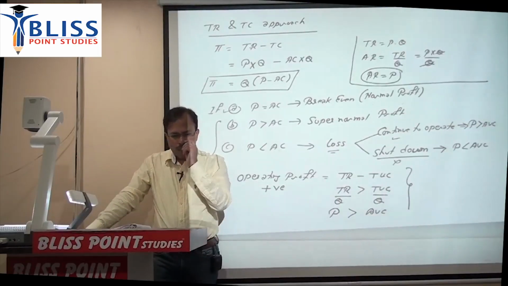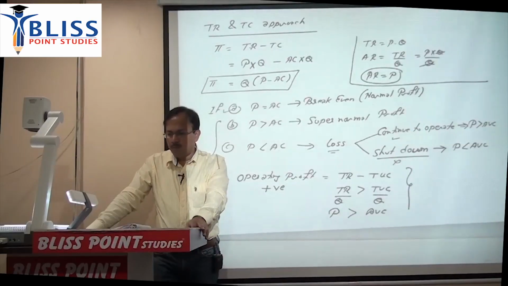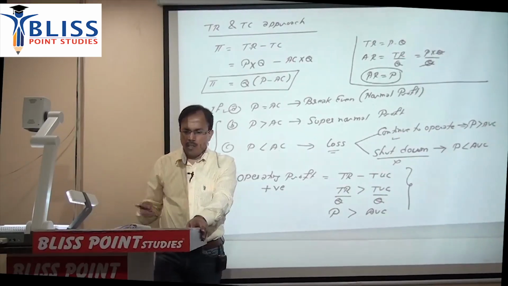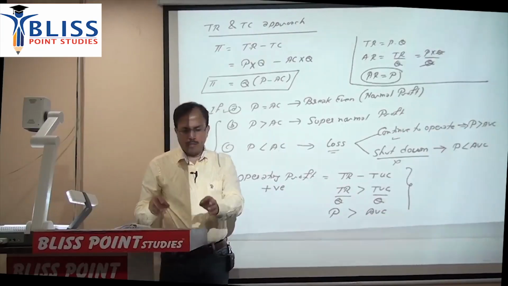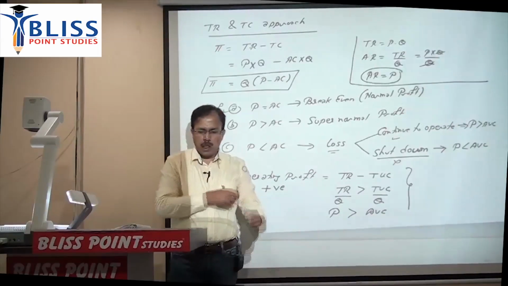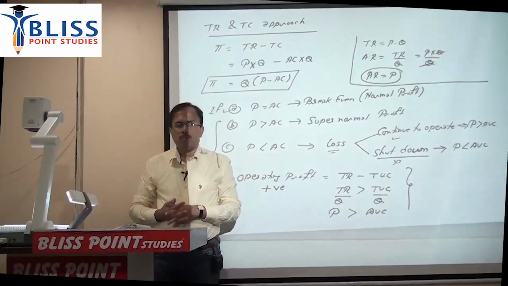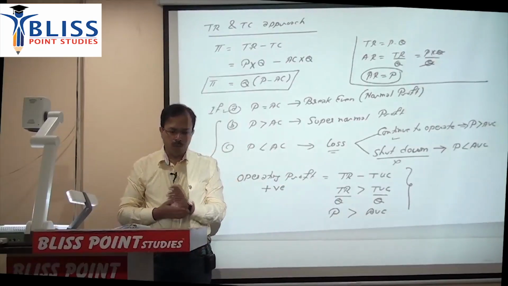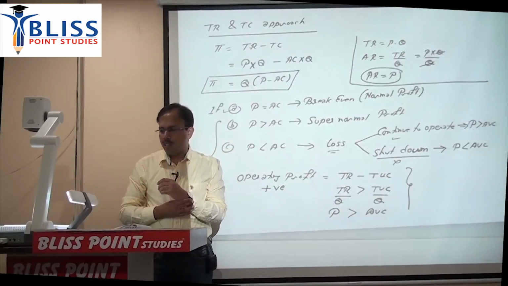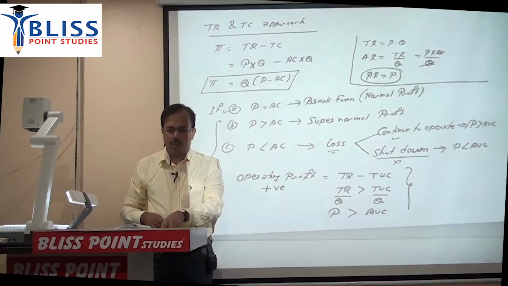Next paragraph. The slope of total revenue is marginal revenue, which is constant and equal to current market price.